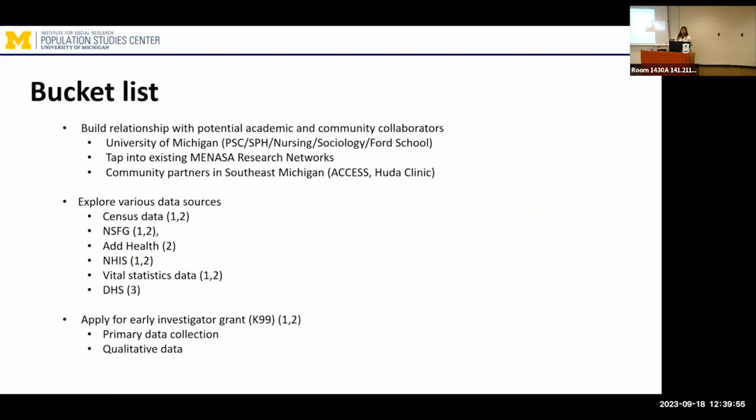I would also like to explore the various data sources that I didn't get to explore during my PhD. And I would also like to apply for early investigator grants and try to start positioning myself to be doing my own data collection.